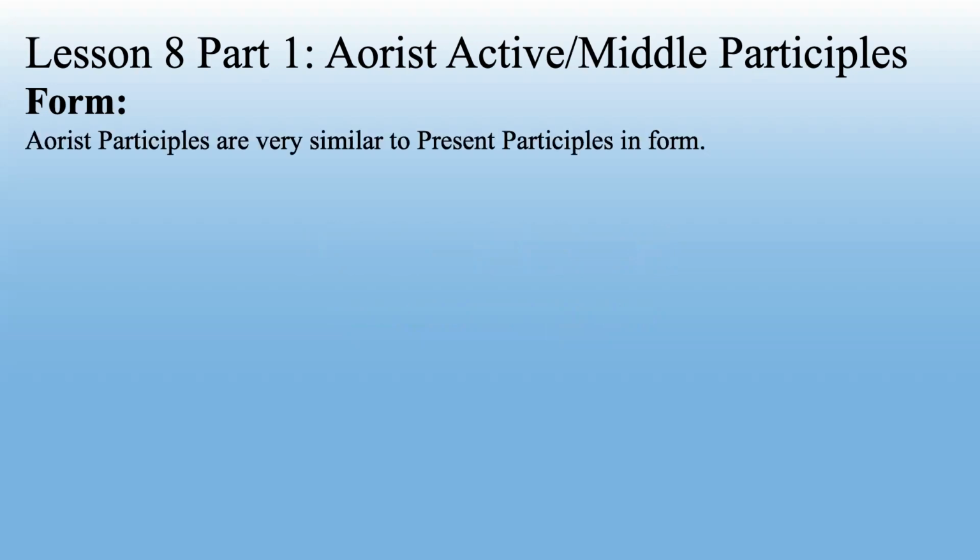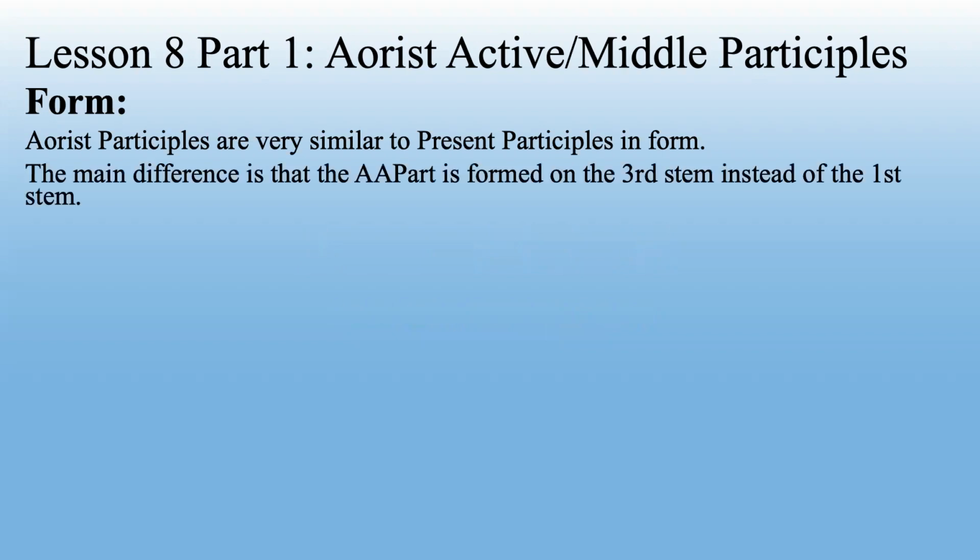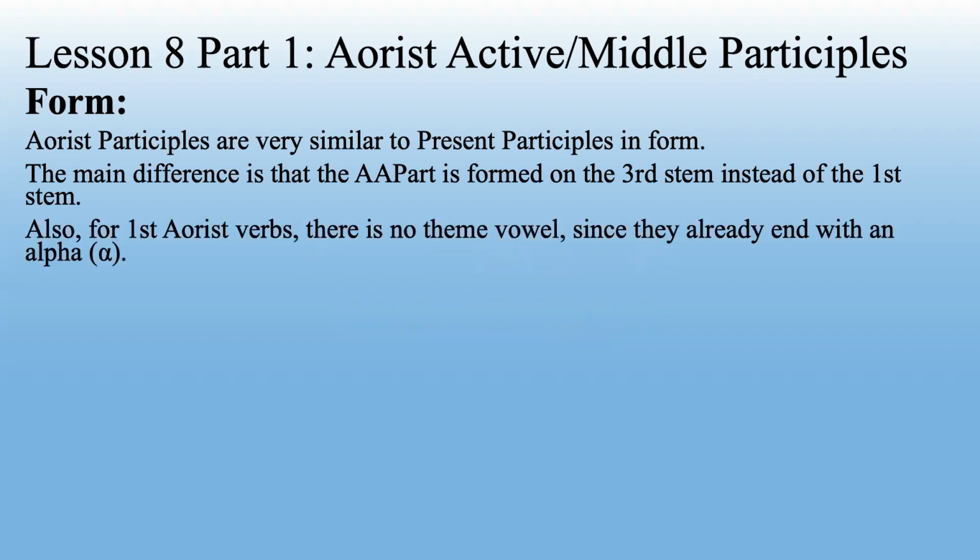Aorist participles are very similar to present participles in form. The main difference is that the aorist active participle is formed on the third stem instead of the first stem, and same for the aorist middle. Also, for first aorist verbs, there's no theme vowel since they already end with an alpha.